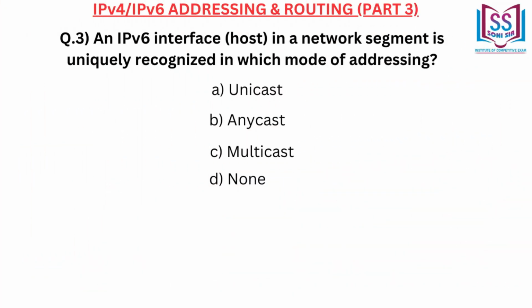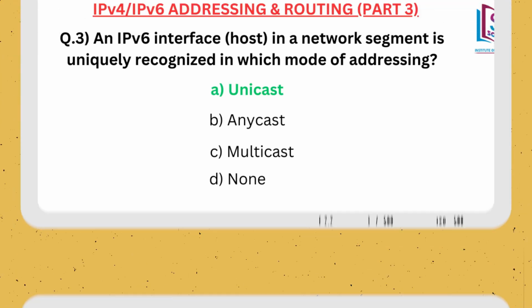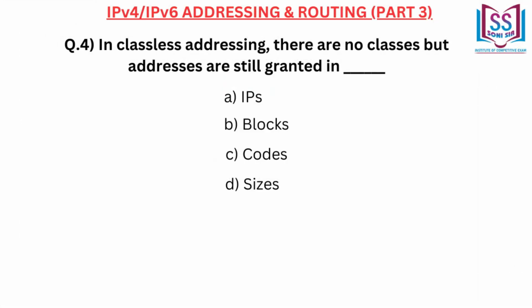An IPv6 interface, host, in a network segment is uniquely recognized in which mode of addressing? A. Unicast. B. Anycast. C. Multicast. D. None. Correct answer A. Unicast. In classless addressing, there are no classes, but addresses are still granted in dash.